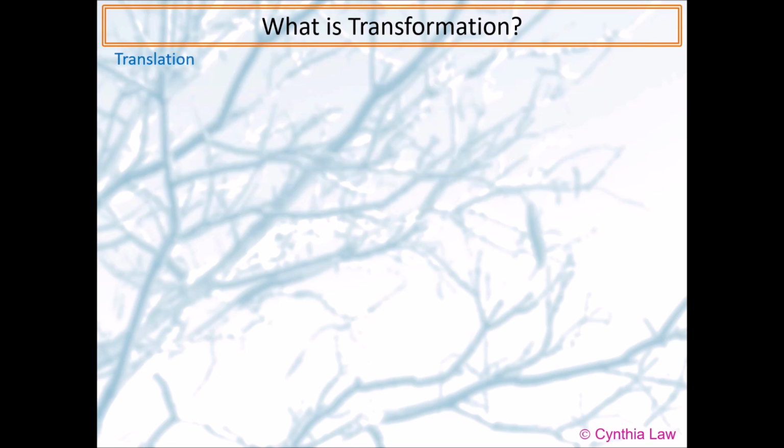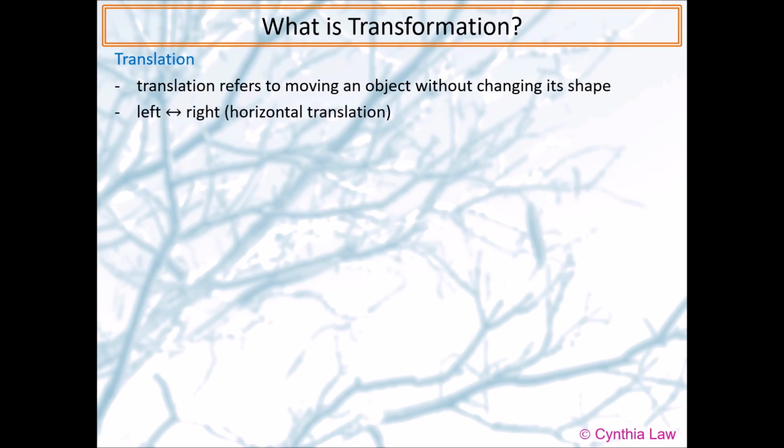First, let's look at translation. Translation refers to moving an object without changing its shape. We can have left-right translation, which is also called horizontal translation. We can have up-down translations, also called vertical translation.